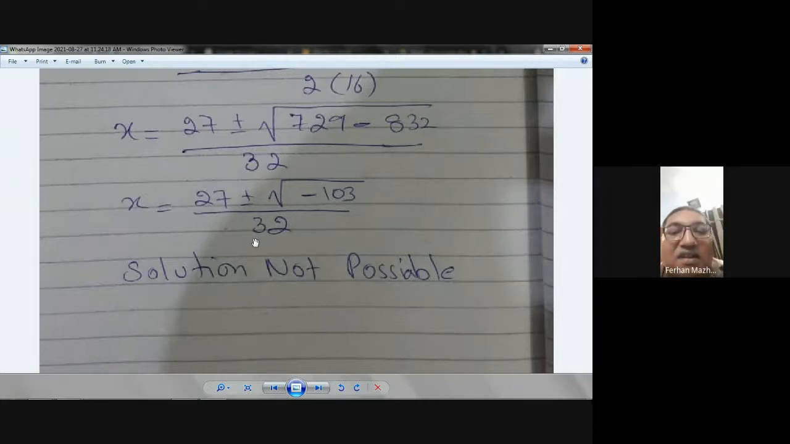Whenever you are working and under the square root you get a negative number, like here the square root of minus 103, when you are solving the quadratic formula and at the final stage you have to take the square root of a negative number, that is not possible. When you try this on your calculator, square root of minus 103 equals, the calculator will say syntax error. We cannot take the square root of a negative number.